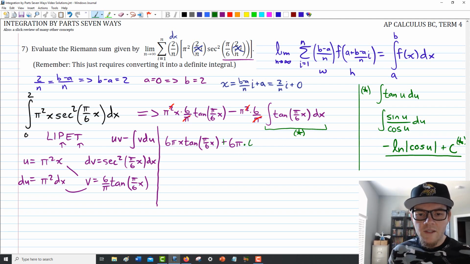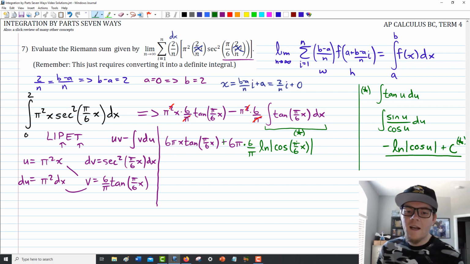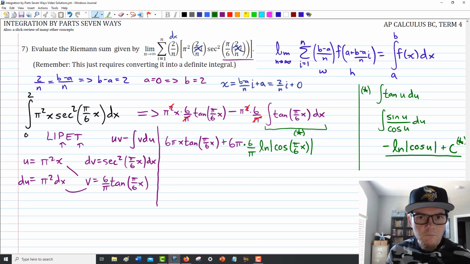That's going to give us a 6 over pi out in front, and then we'll have the natural log of the absolute value of cosine of pi over 6 times x. So I had to bring all that stuff back in, and I was failing to do that. Now once we reach that point, that gives us the opportunity to evaluate this using the fundamental theorem.